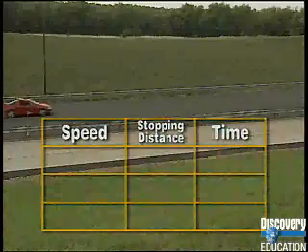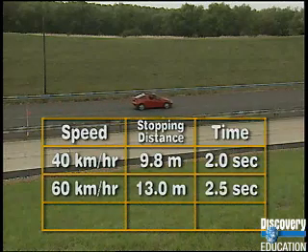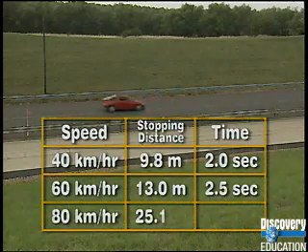Stopping distance is calculated with your distance time setup. So, if I slam on the anchors at 40 kilometres an hour, let's see what happens. Although the time taken to stop doesn't change very much, the distance travelled increases dramatically.